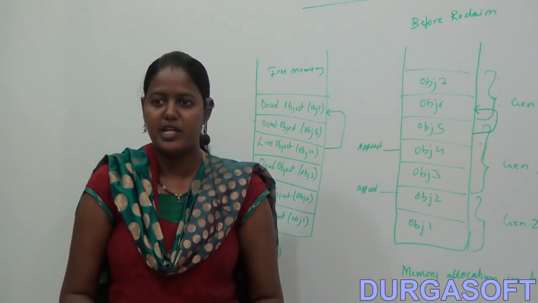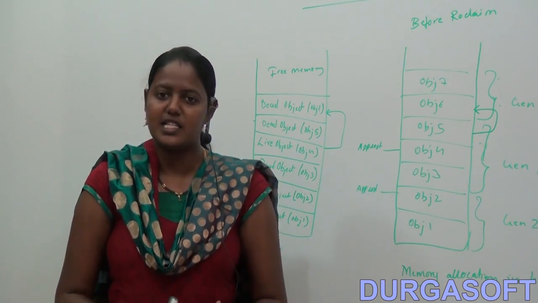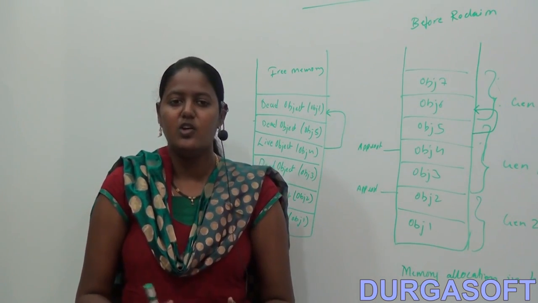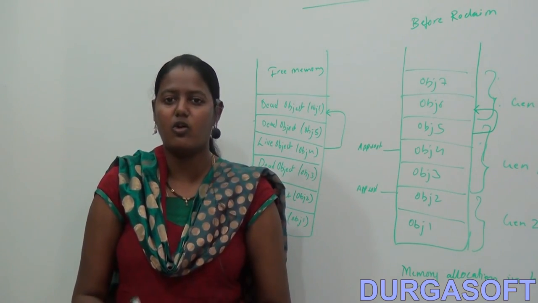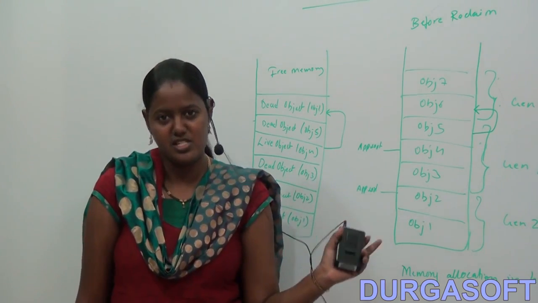To clear the memory we have two ways: one is to do it manually, and the second is automatic. If we go for manual, it leads to errors. So we go for automatic memory management, which is provided by the garbage collector.